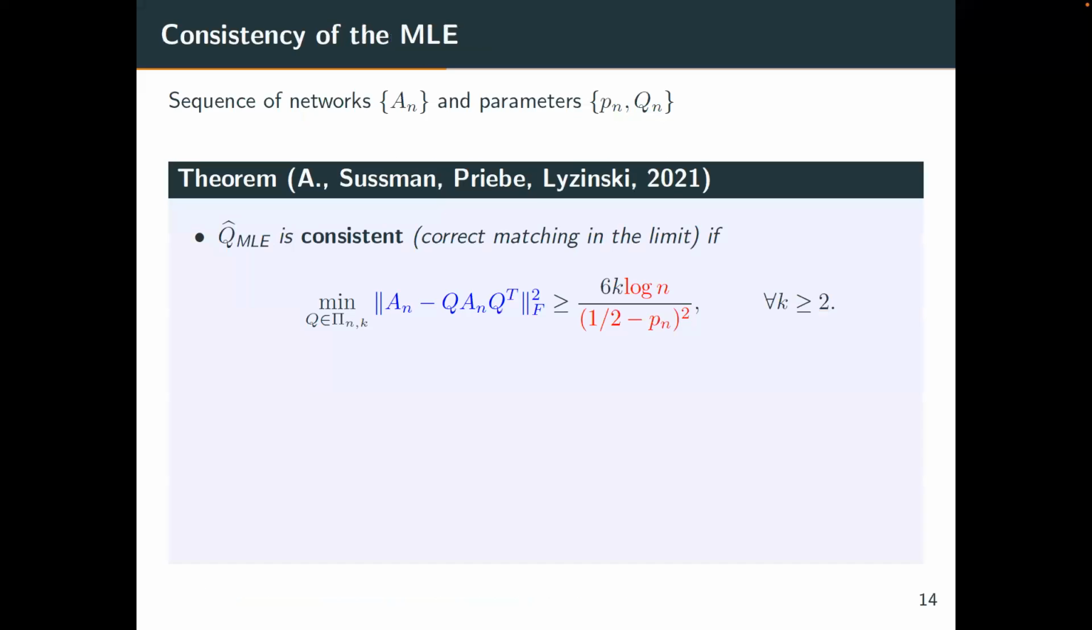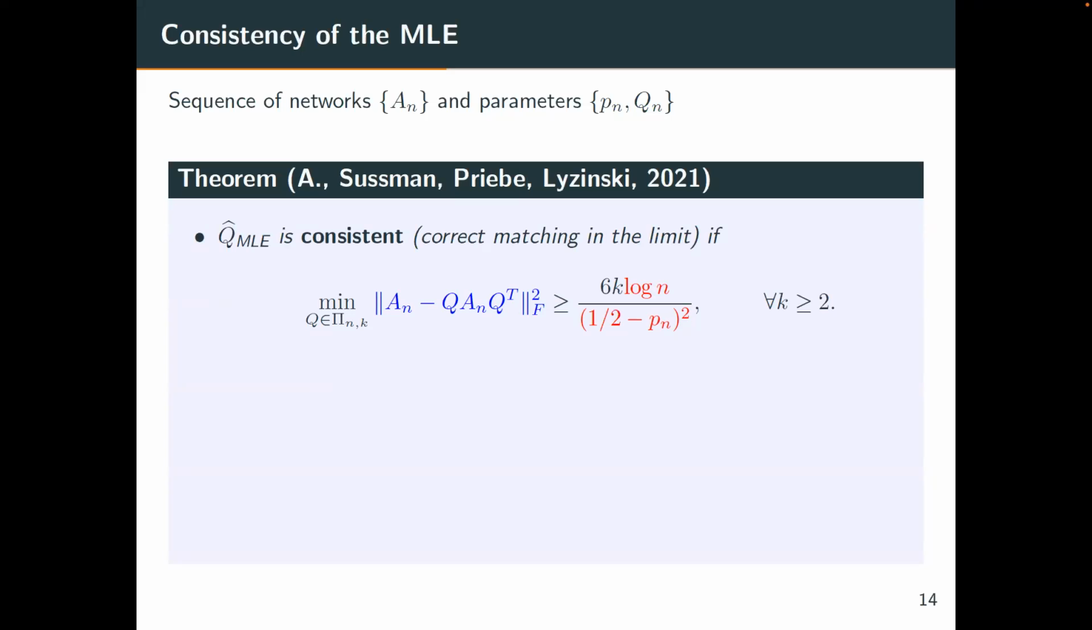Okay, so, in order to study the consistency, basically, we're going to analyze this quantity. And it's possible to show that the MLE is going to be consistent as long as this quantity is large enough. And large enough means that the number of edge disagreements after permuting A is larger than this quantity. So here I have a sequence of networks because I need n to grow. So the networks are going to be growing with n.